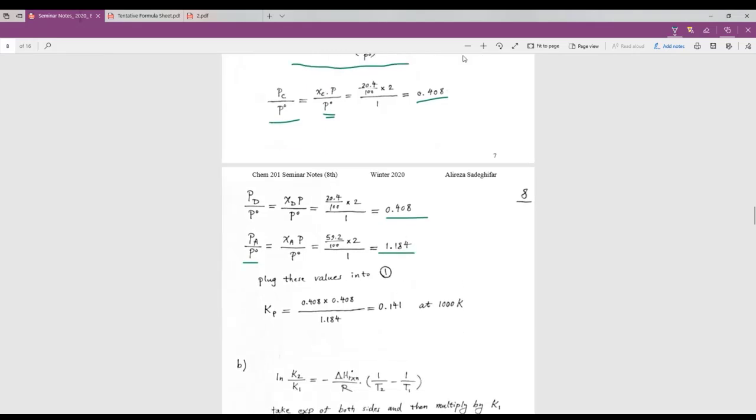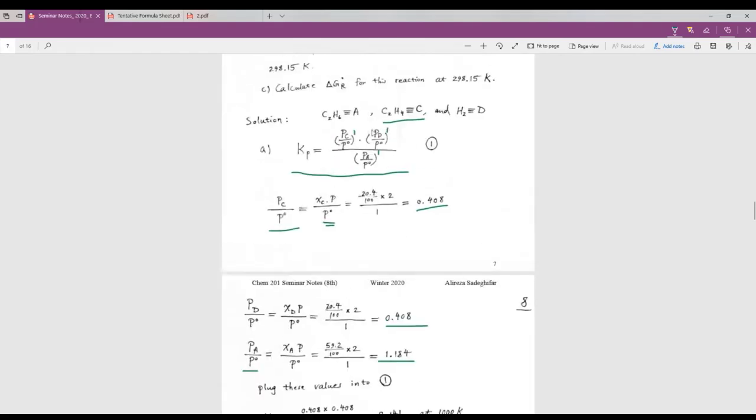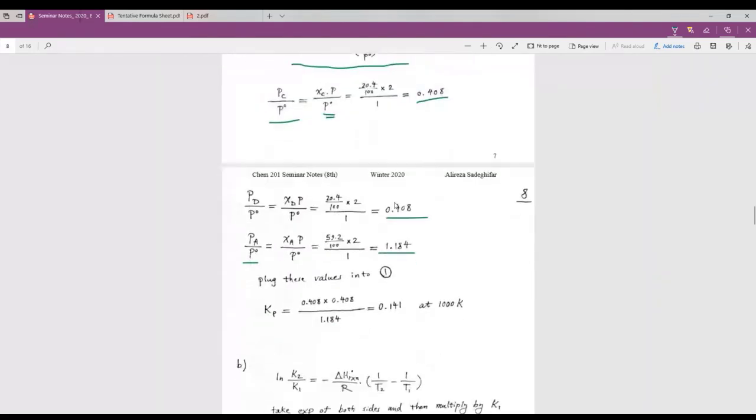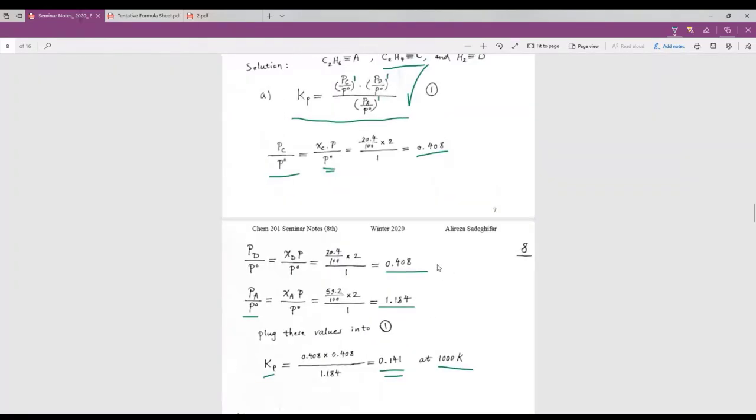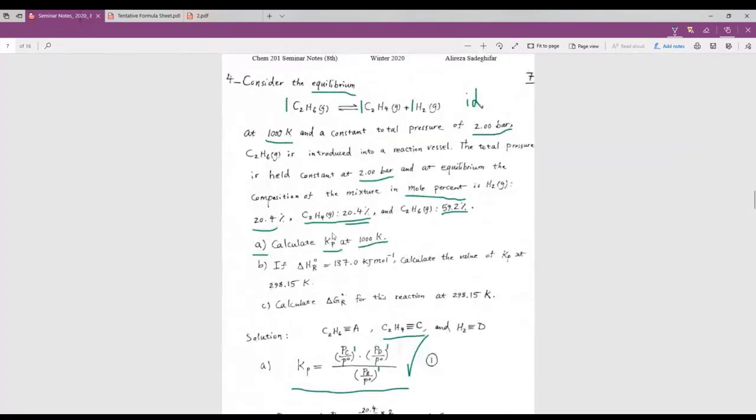If I plug these values into equation 1, then I can calculate Kp at 1000 Kelvin, which is this amount, because everything that was given here, all these mole fractions, were at 1000 Kelvin. So it is important: all these mole fractions and the total pressure are given at 1000 Kelvin.